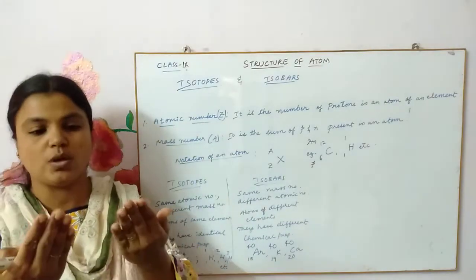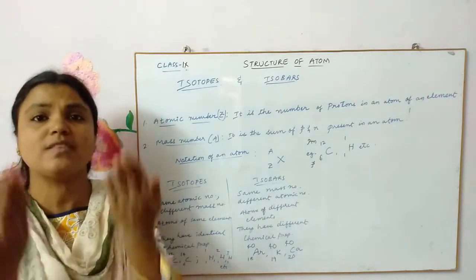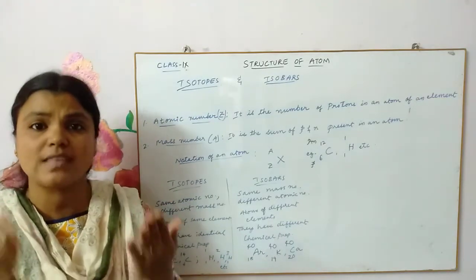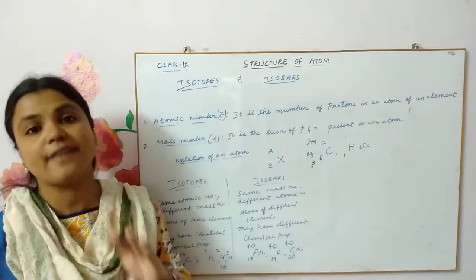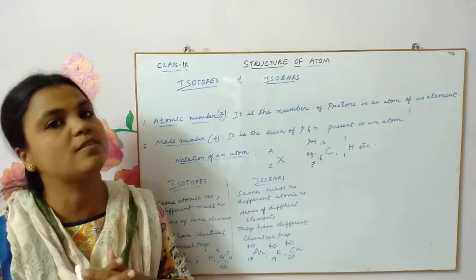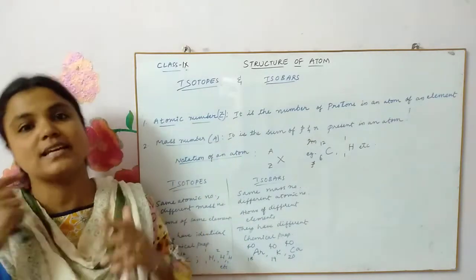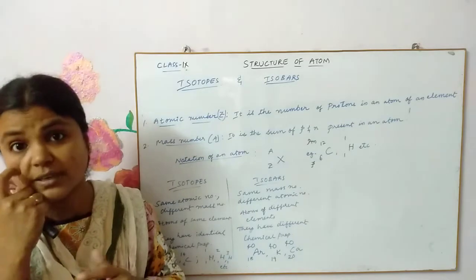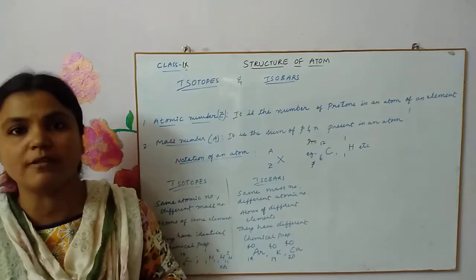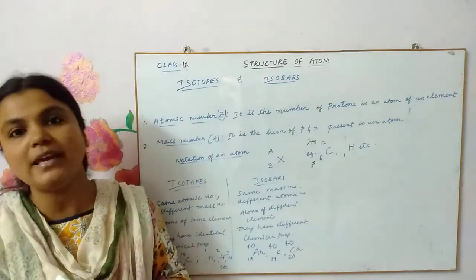Of any two atoms of the same element, when they have the same atomic number, it means they have the same number of protons and the same number of electrons. When the number of electrons is the same, their chemical properties will also be the same, because it is due to the presence of electrons that a chemical property is attributed to a particular atom. So based on the number of electrons only, the chemical properties will be the same.